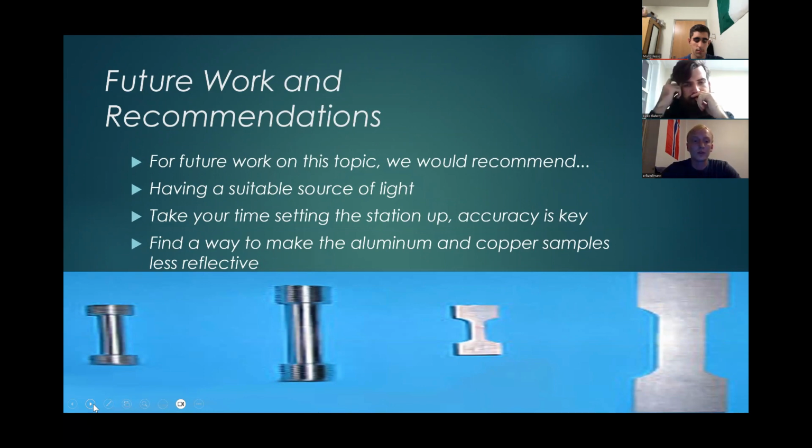For future work, we recommend using a suitable source of light. The light we had, we were having trouble just propping it up or holding it where it needed to be, and it reflected off of the copper sample and the aluminum sample way too much. And maybe even next time, try and scuff up the aluminum so you can see better. But yeah, taking time to set up the station is definitely key to accuracy.